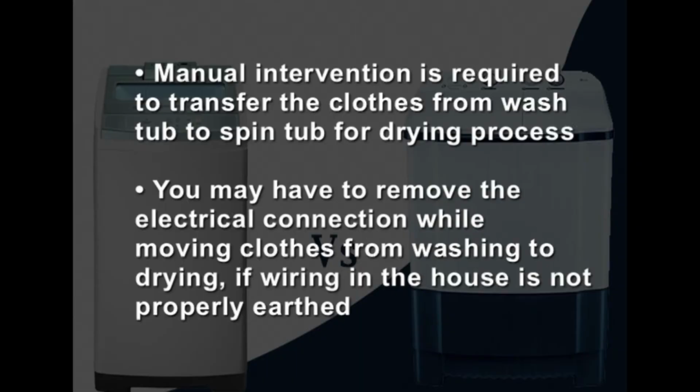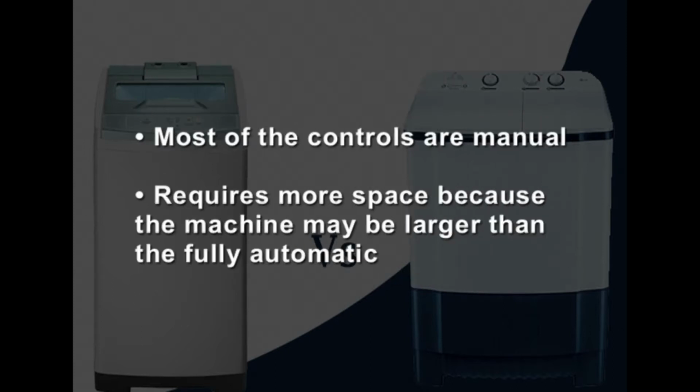And what are the challenges? The challenges are manual intervention is required to transfer the clothes from wash tub to the spin tub for the drying process. You may have to remove the electrical connection while moving the clothes from washing to drying if wiring in the house is not properly earthed. Most of the controls are manual. Requires more space because the machine may be larger than the fully automatic.